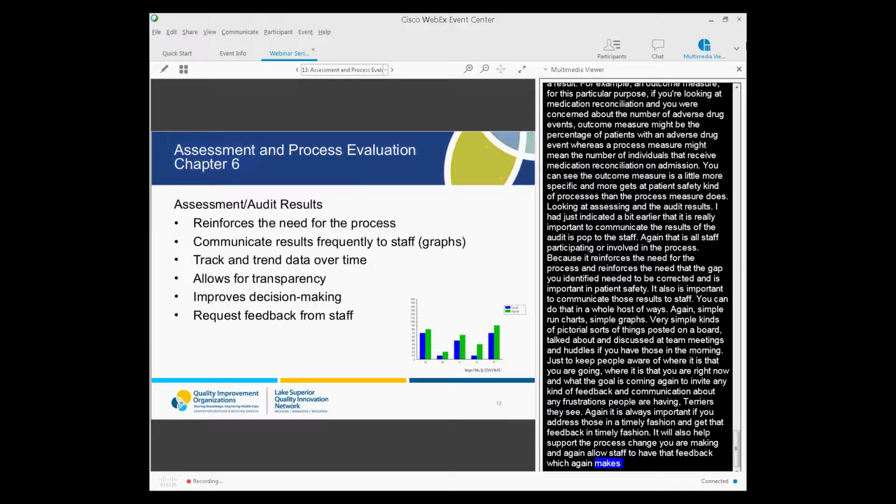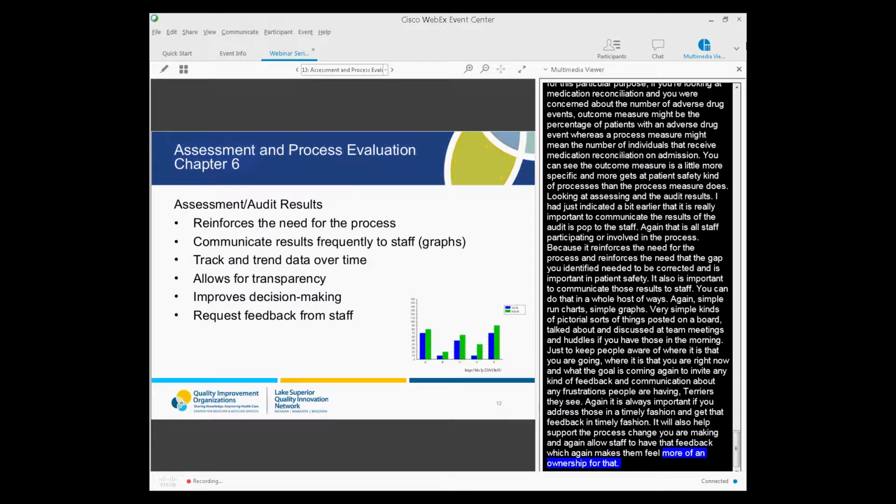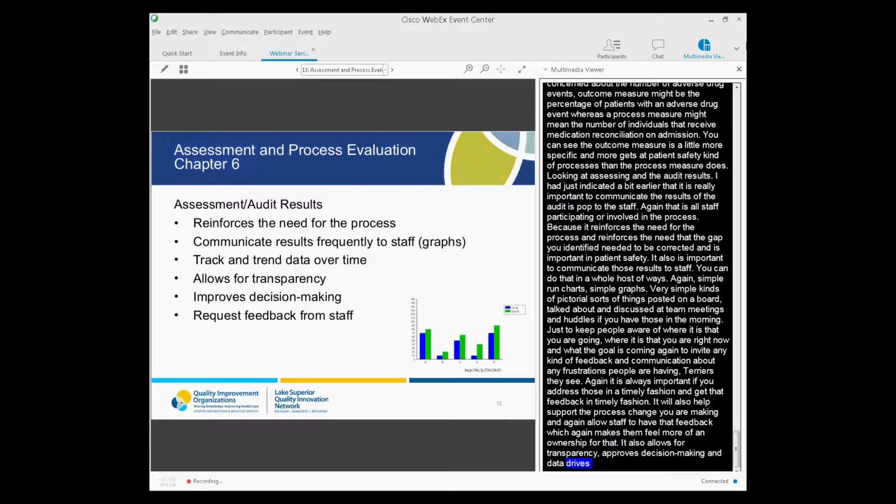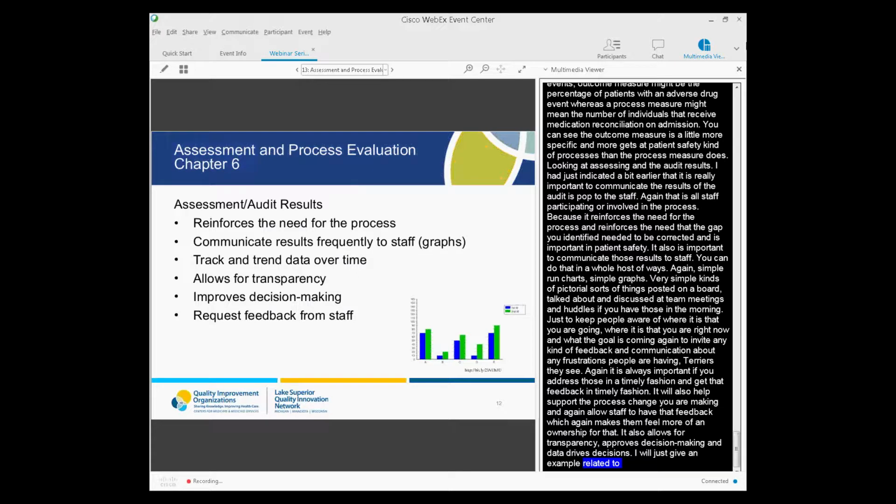It also allows for transparency. It improves decision making, and again, data drives decisions. And I'll just give an example related to that from my past. It doesn't have to do with medication reconciliation, but it will give you an example.